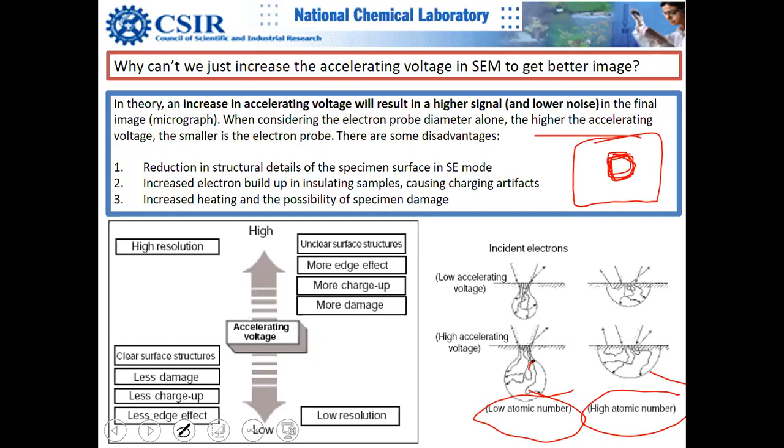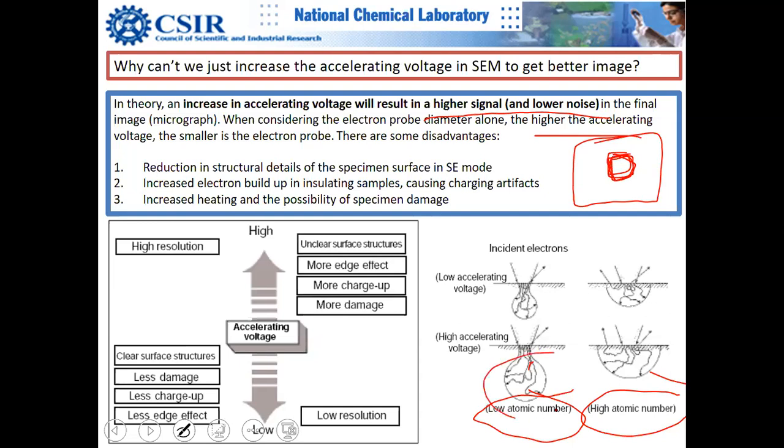But the problem is that you might read in many places that high accelerating voltage will give you better resolution, which is true actually. With high accelerating voltage, normally you can afford a much sharper beam and a much higher signal to noise ratio. But the problem is that when you bombard the sample with high voltage, your resolution becomes worse.